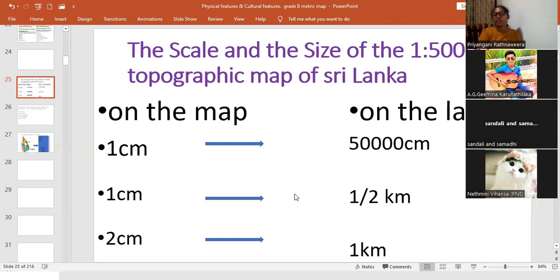Then you can find the length or area of a given region, a given square or given road, parts of a road or parts of a river. Can you find the area and length? Do you have any questions regarding the scale? If you have any question, now you ask. Do you have any question?